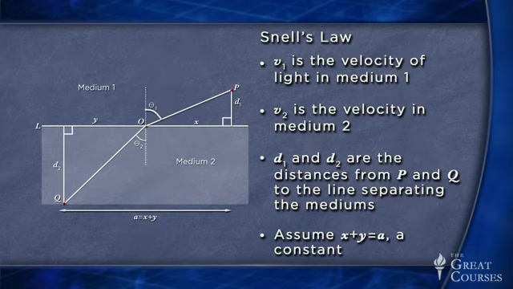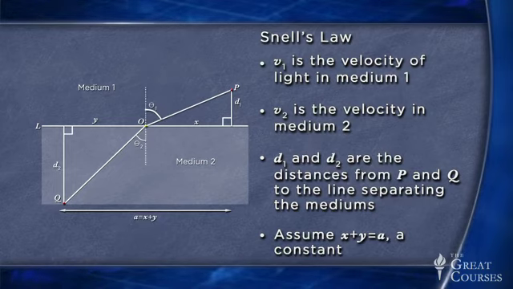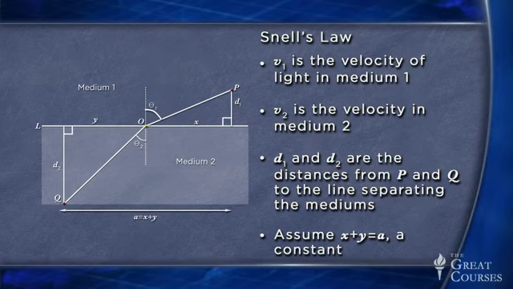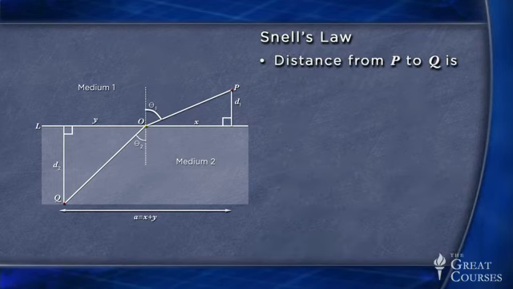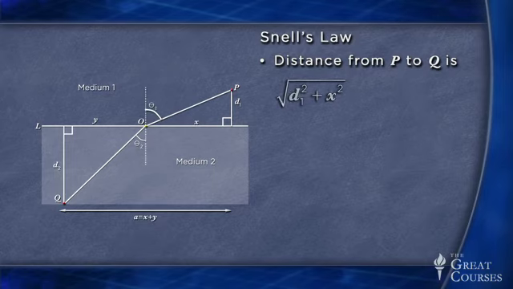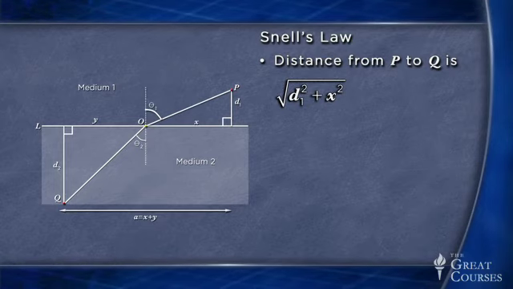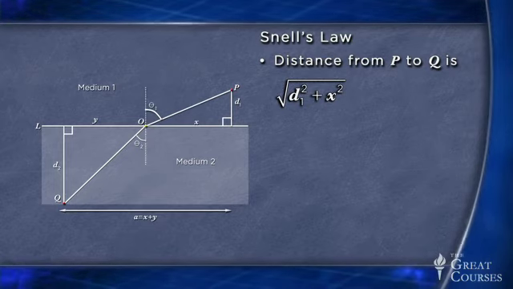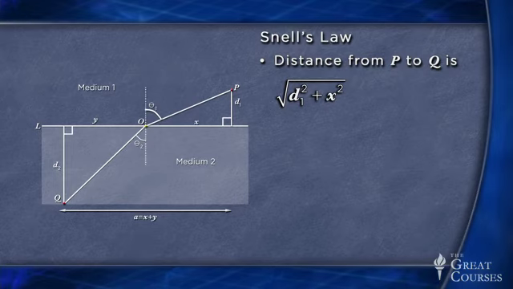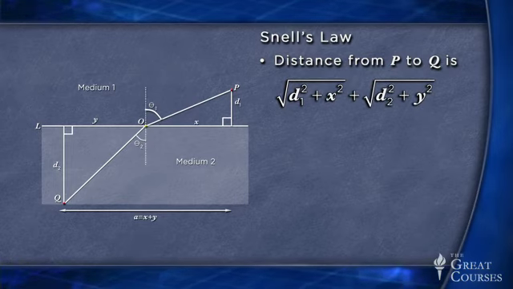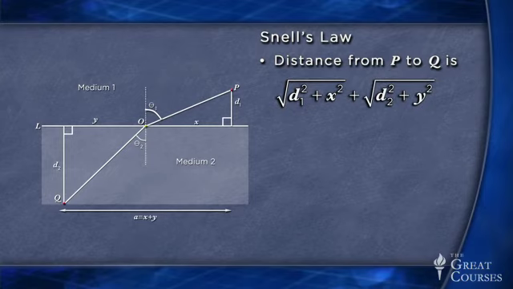So what's the distance from P to Q? Well, according to the diagram, I have a couple of right triangles. The distance down to the line L will be d1 squared plus x squared, and then square root that. That's the length of the hypotenuse from P down to O. And then the other distance is d2 squared plus y squared. So that's the distance from P to Q.